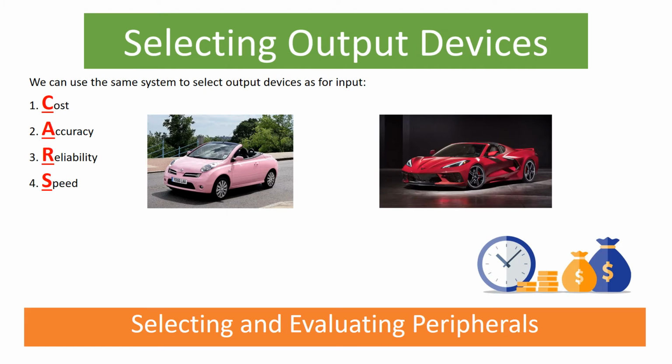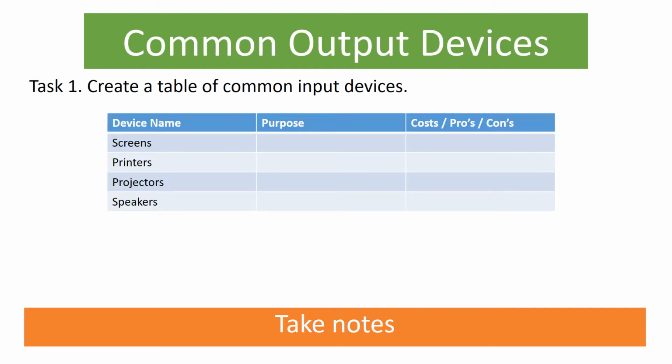Now remember, at A level, it's more than just knowing what the output devices are. You've got to be able to reason for output devices for a system or evaluate them. Now here was our analogy. Cars. Remember, a good output device should be cost effective. It should produce accurate results which are reliable but in a timely manner, thinking about speed. You should all know some fairly common output devices which include screens, printers, projectors and speakers.